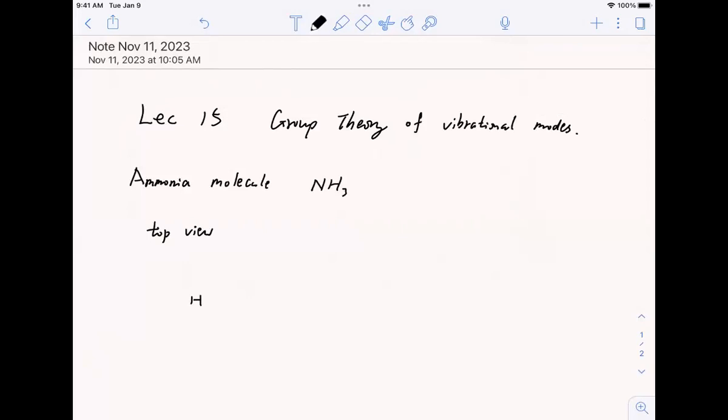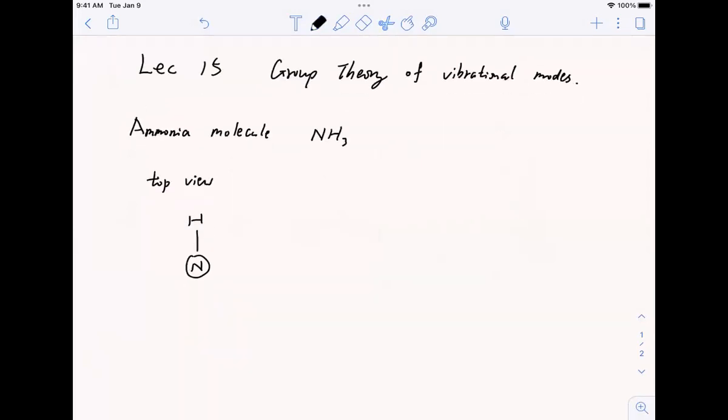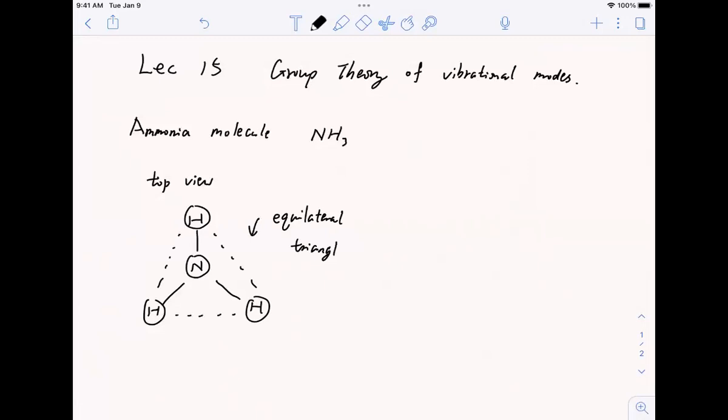it is one nitrogen atom in the middle, and then connected with the three hydrogen atoms. So it's something like this. And then they form an equilateral triangle. Equilateral triangle means all the three sides are of the same length. And this is the top view.